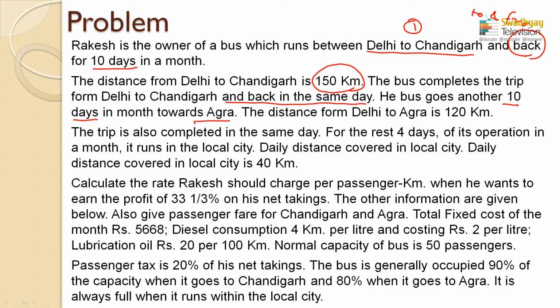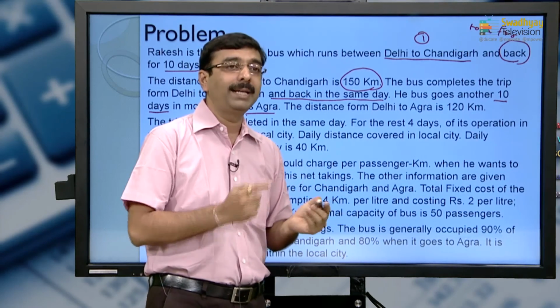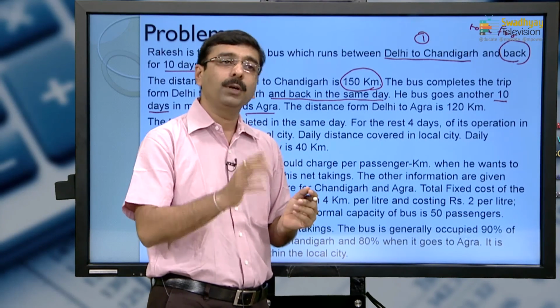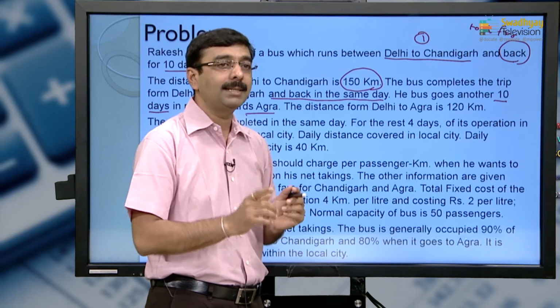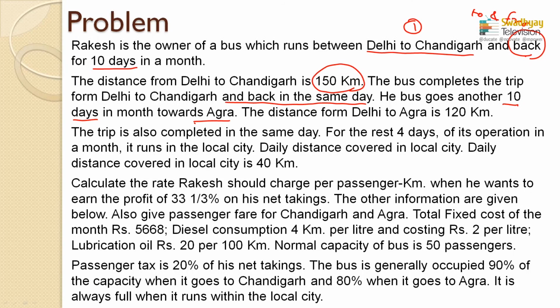That means the company has another route, Delhi to Agra, and it works for again 10 days only. The distance covered from Delhi to Agra is 120 kilometers. So the company has a Delhi to Agra route of 120 kilometers, and it works for again 10 days. The trip is also completed in the same day.